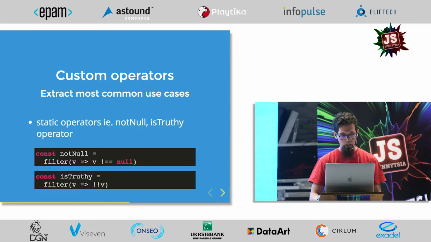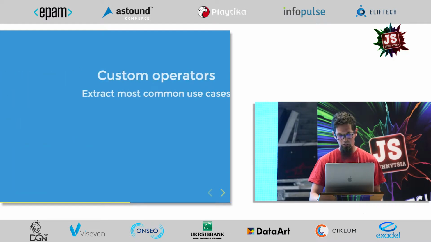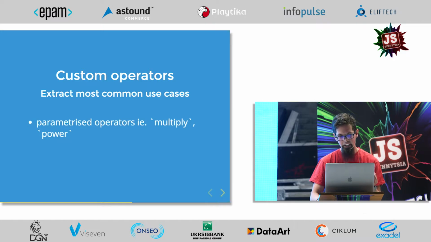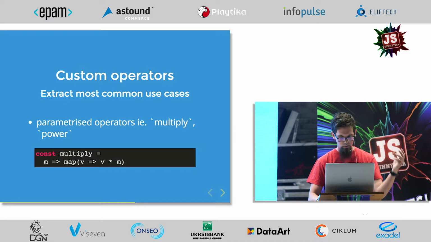And similarly, we can create is truthy, which will check also for nulls, undefined, and all other false values. So that's cool, but that's pretty basic. We can also create parameterized operators. Like I told you before, we could create a multiply, which we provide with one number, a multiplicator, or a power function, which will calculate the power of our stream.